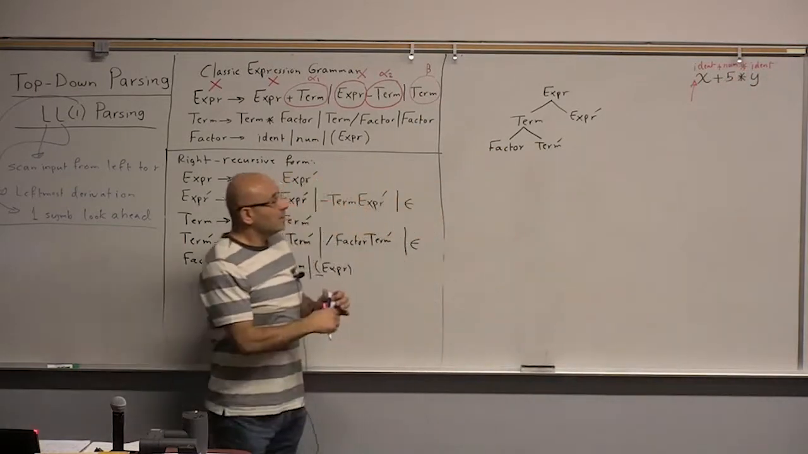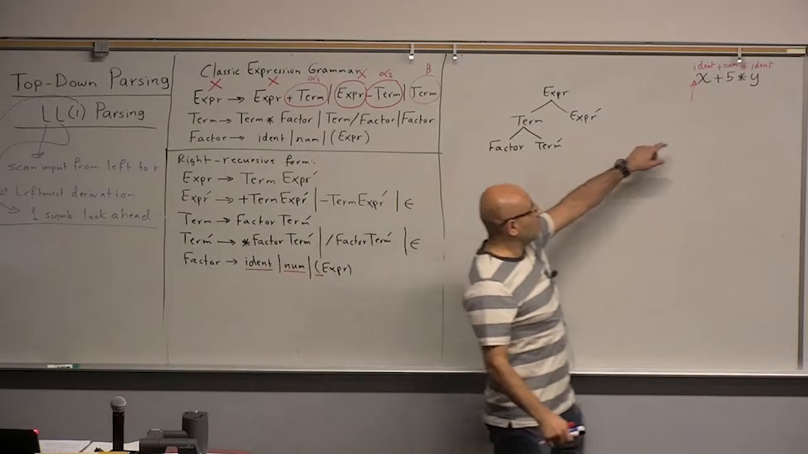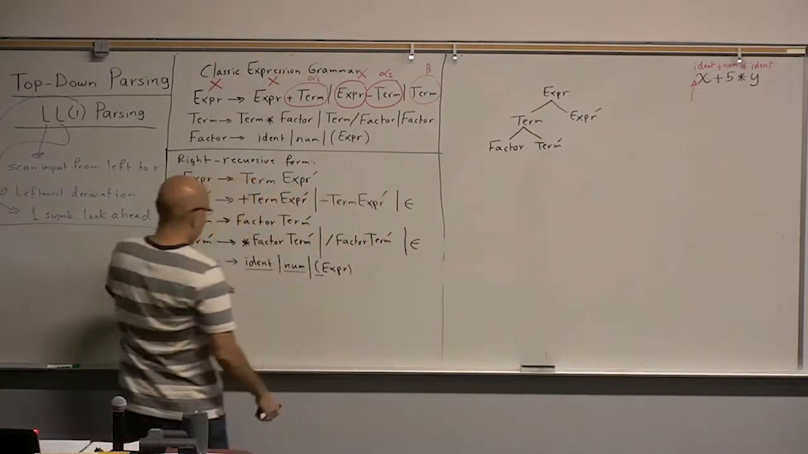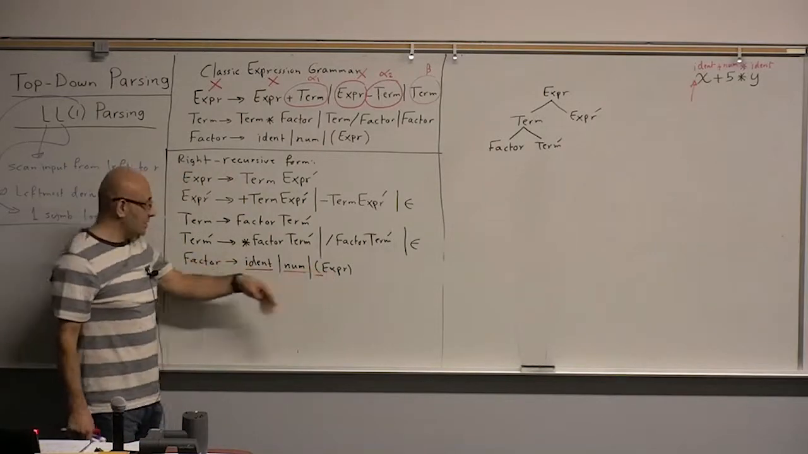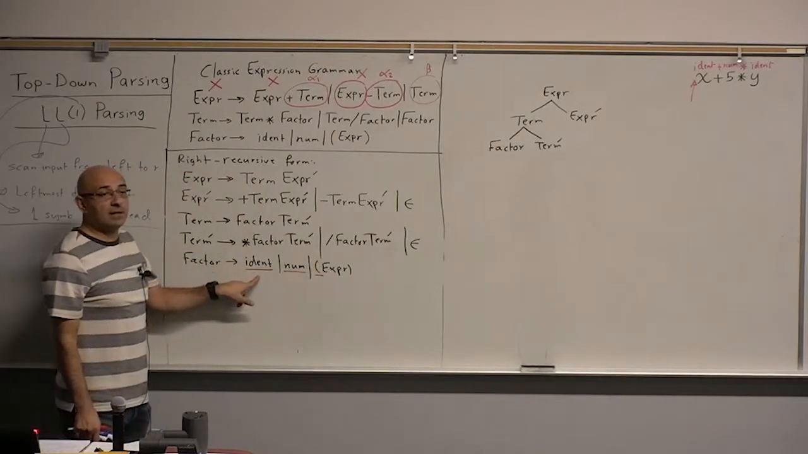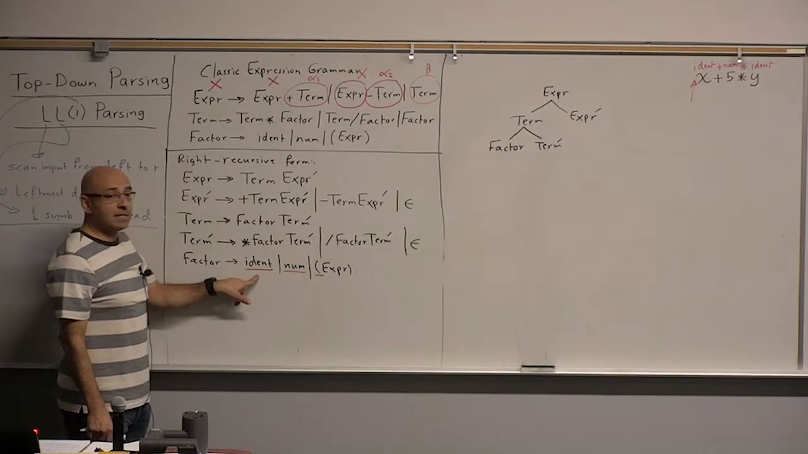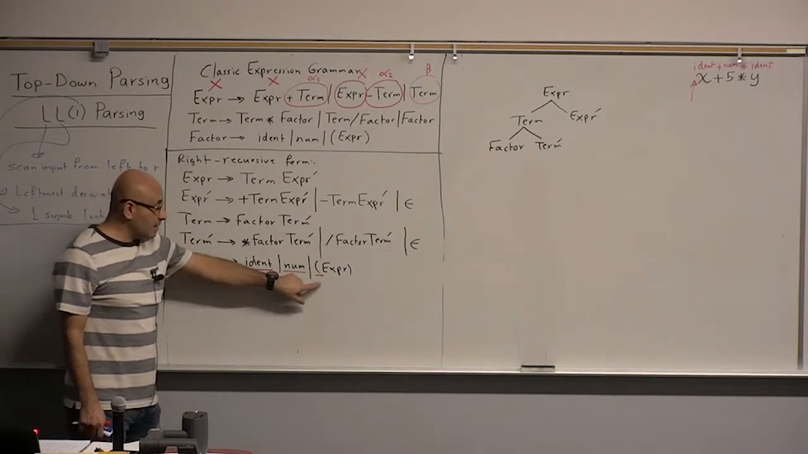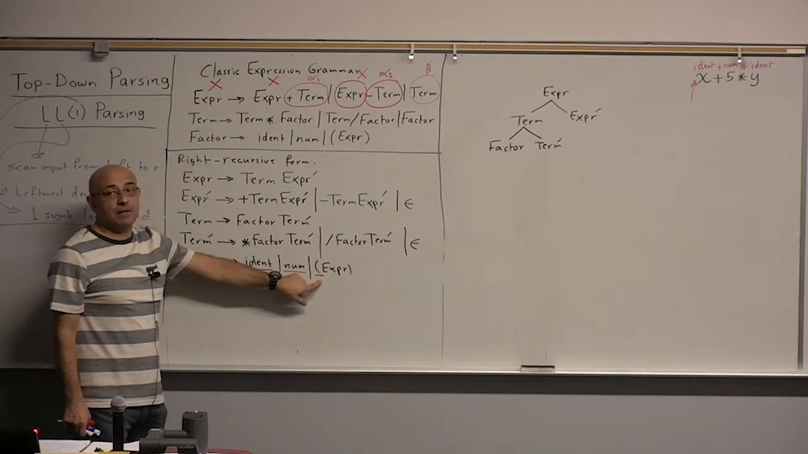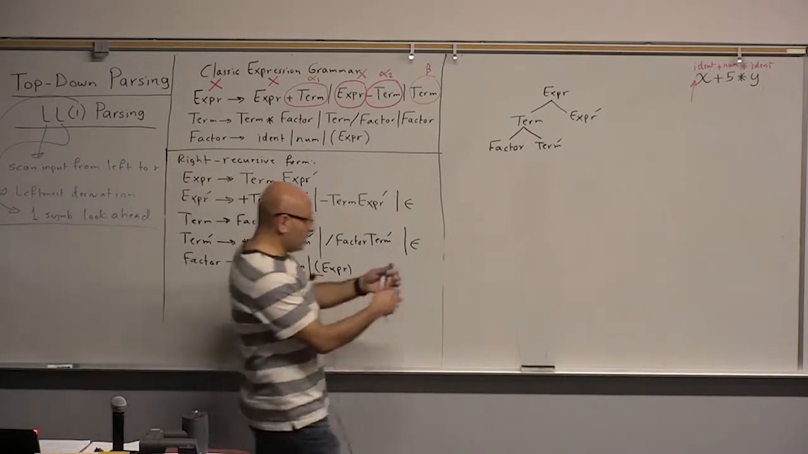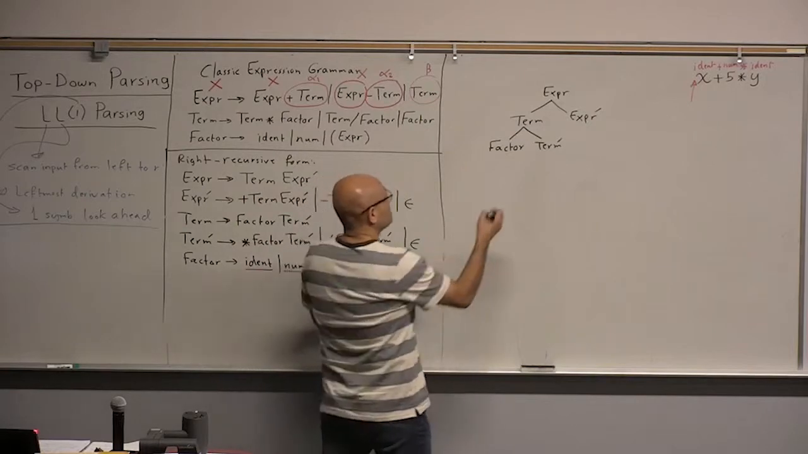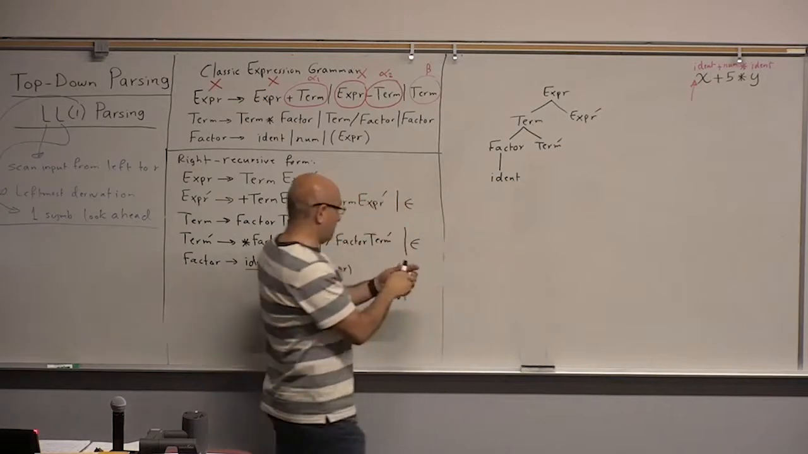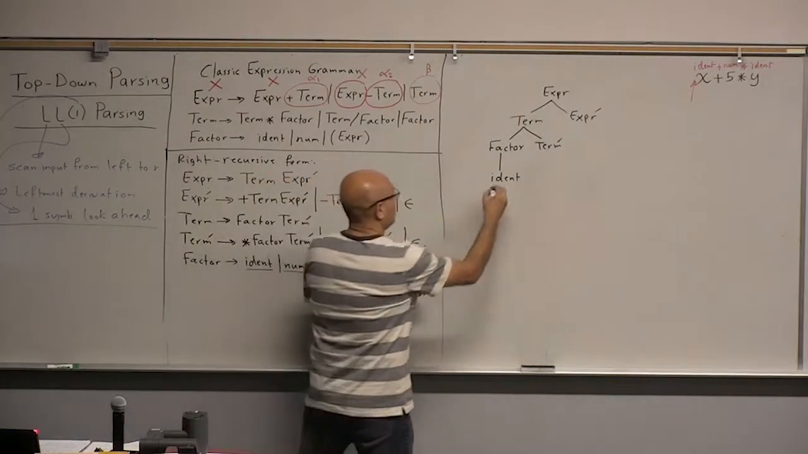So now we're looking at the input, and we're seeing an identifier in the input. At this point, there are three possible substitutions, and only one of them starts with an identifier. So this is the only substitution that can be right. This cannot be right because this starts with a number. And this cannot be right because we're not seeing an open parenthesis. So the only correct substitution is identifier, and in this case, the identifier is x.